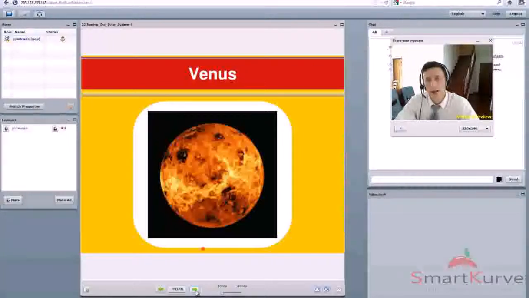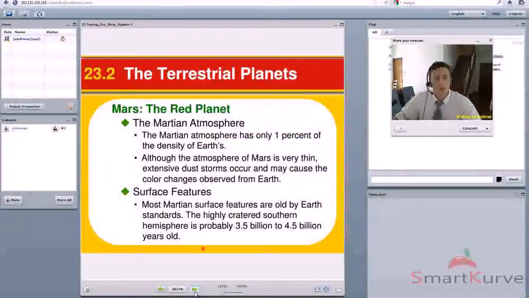Next, surface features. Most Martian surface features are old by Earth standards. The highly cratered southern hemisphere is probably 3.5 billion to 4.5 billion years old. Now remember, here on Earth, most of our surface features, like our oceans and our mountain ranges, are only a couple 100 million years old at the most. Maybe 50 to 100 million years old at the very most.